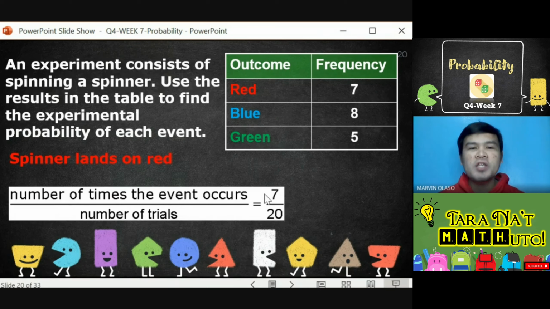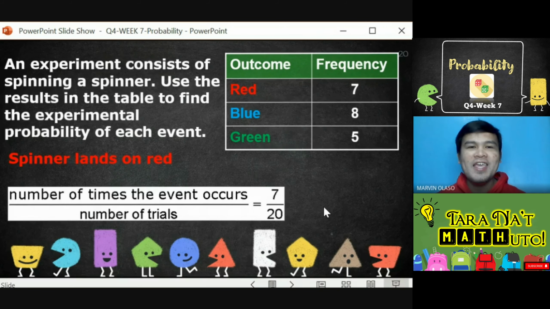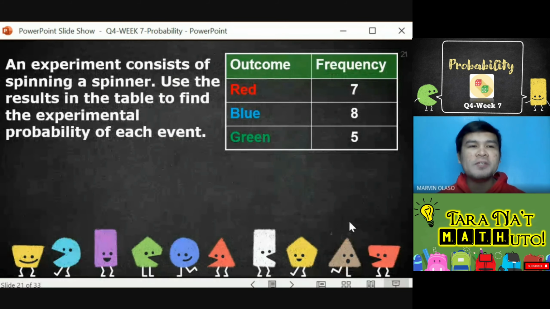So, ilang beses ba lumabas yung red? So, we have 7. Out of ilan lahat yung ating trials? So, just add the frequency, 7 plus 8, 15 plus 5, we have 20. So, 7 out of 20 or 7/20. Yes. Meron pa bang lowest term? Wala na. So, that's our answer. 7 over 20. Yes. Or, that is equivalent to how many percent? 35%. Okay? Let's continue with our experiment.